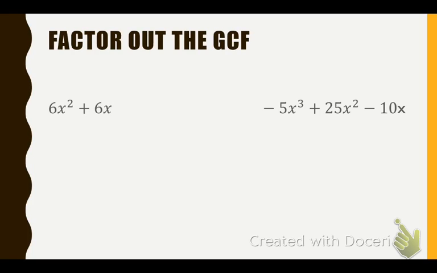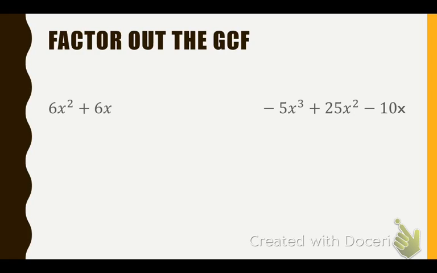So you're going to take the sheet of paper that we had out, and I told you not to write on yet. You're going to call it factoring notes. This is a review of Algebra 1. All right, so we got 6x squared plus 6x, and minus 5x cubed plus 25x squared minus 10x.